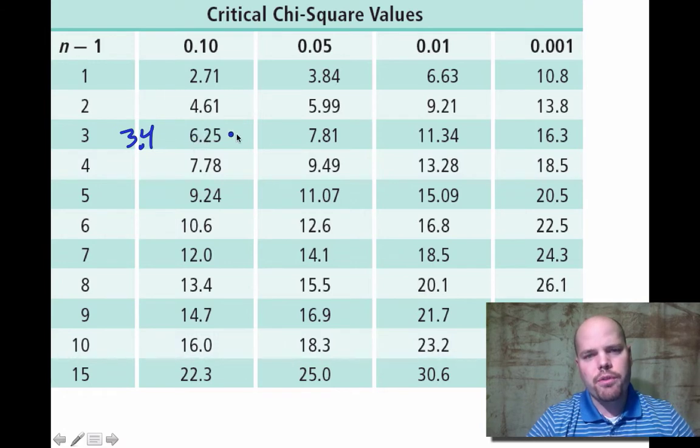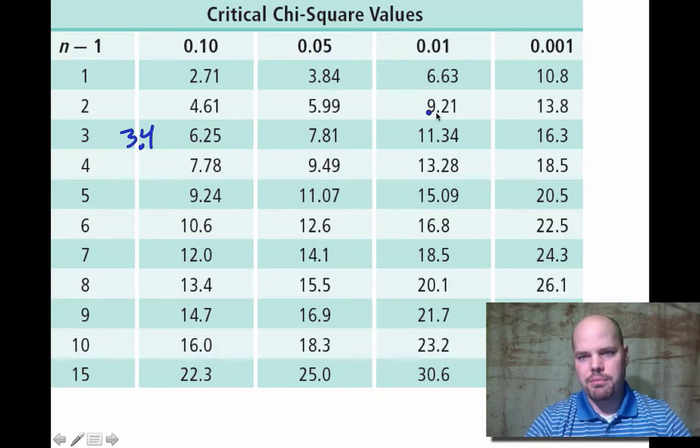of 6.25 or larger would happen less than 10% of the time. Okay, 7.81, a number that large would happen 5% or less of the time. And a number as high as a difference like a 16.3, well, it's not just a difference, it's the chi-square values added together. This value of 16.3 would happen less than 1 in 1,000 times.